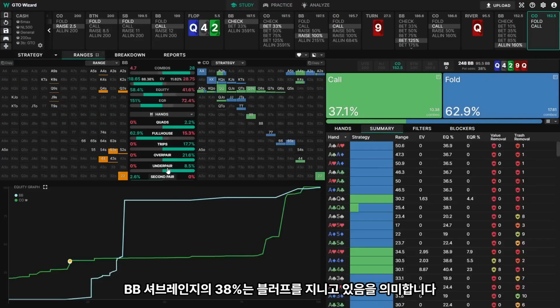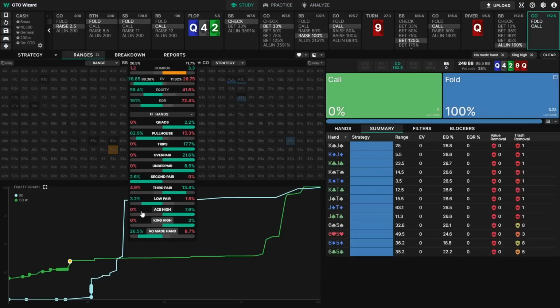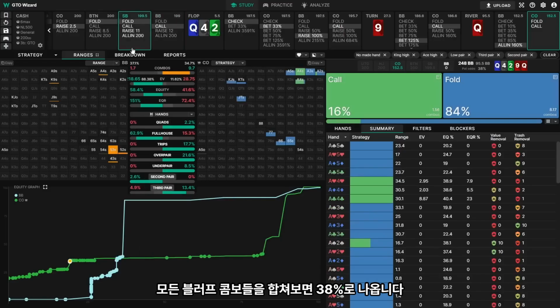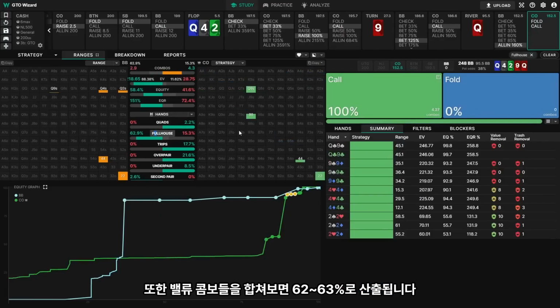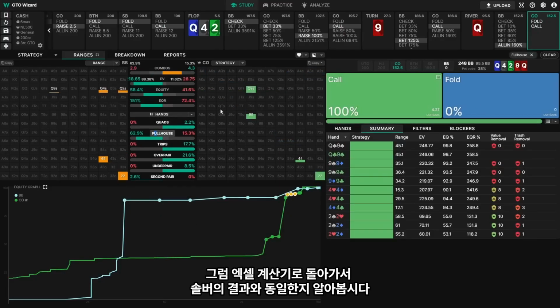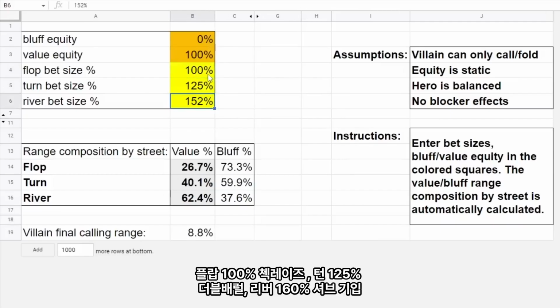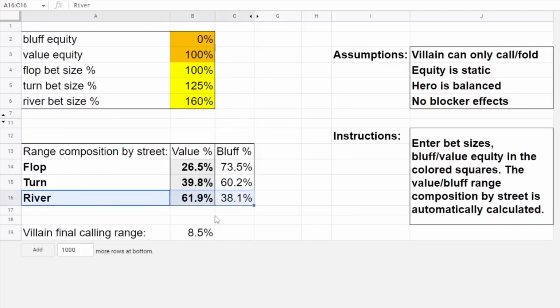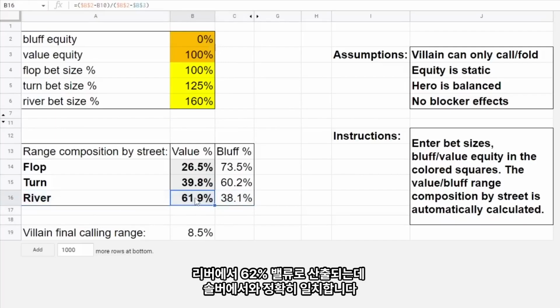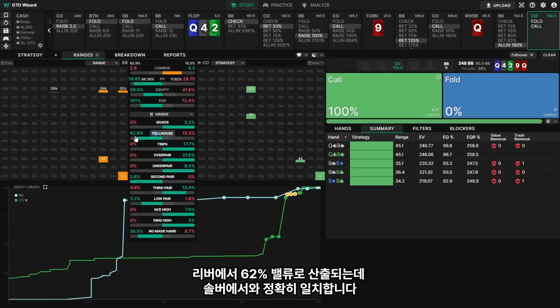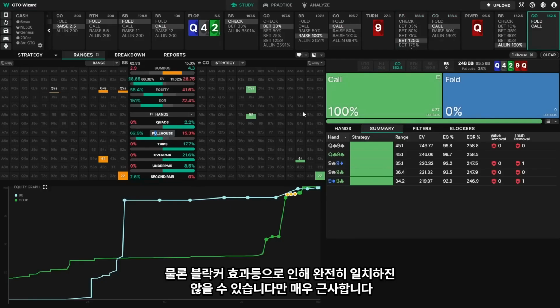And that's exactly what we see. Just select all of these bluffy hands, about 38%. Or we can select the value hands, about 62, 63%. So let's go over to our caveman GTO calculator to see if it agrees with us. We check-raised pot on the flop, overbet the turn, and shoved it in on the river. So on the river, we would expect about 62% value. And that's exactly what we see. Now, again, it's not going to be perfect because there are some minor blocker effects, but this is pretty darn close.